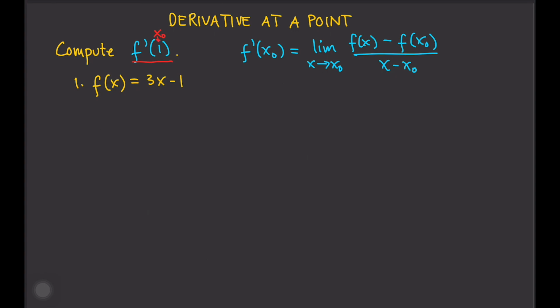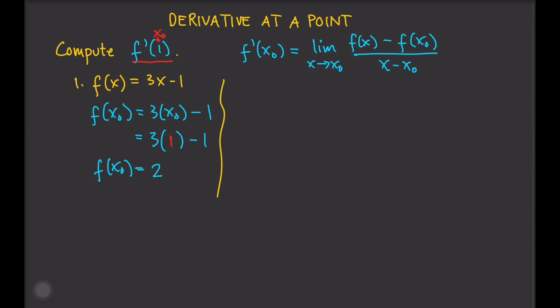Okay, so the first thing that we should do is to find f of x sub 0. Let's do that. So f of x sub 0 is equal to 3 times x sub 0 minus 1. What is x sub 0? x sub 0 is 1, so let's just plug that in. 3 times 1 minus 1, that gives us 2. So f of x sub 0 is equal to 2, and we can use that to find the derivative.